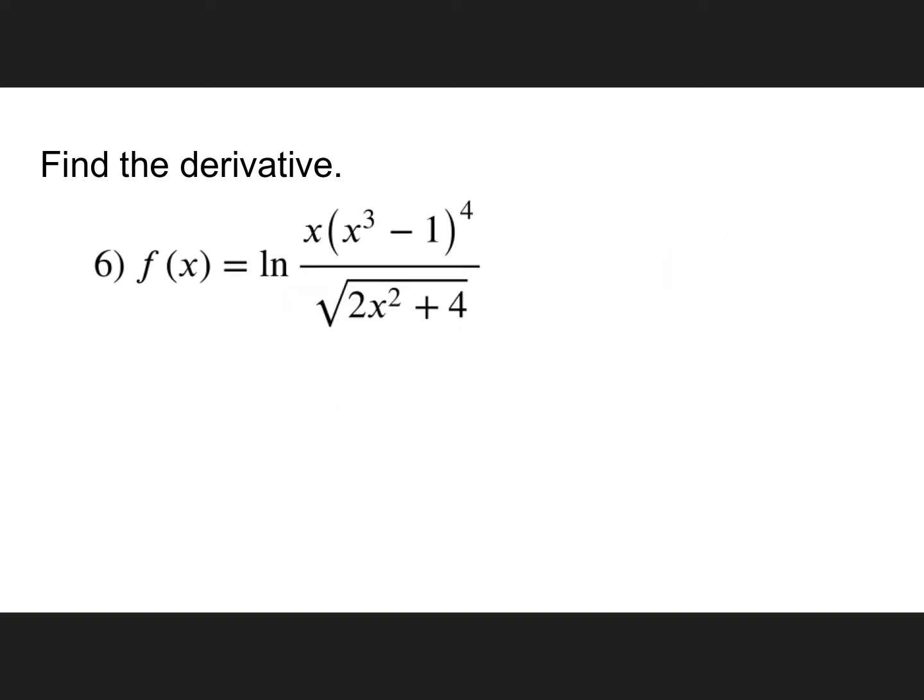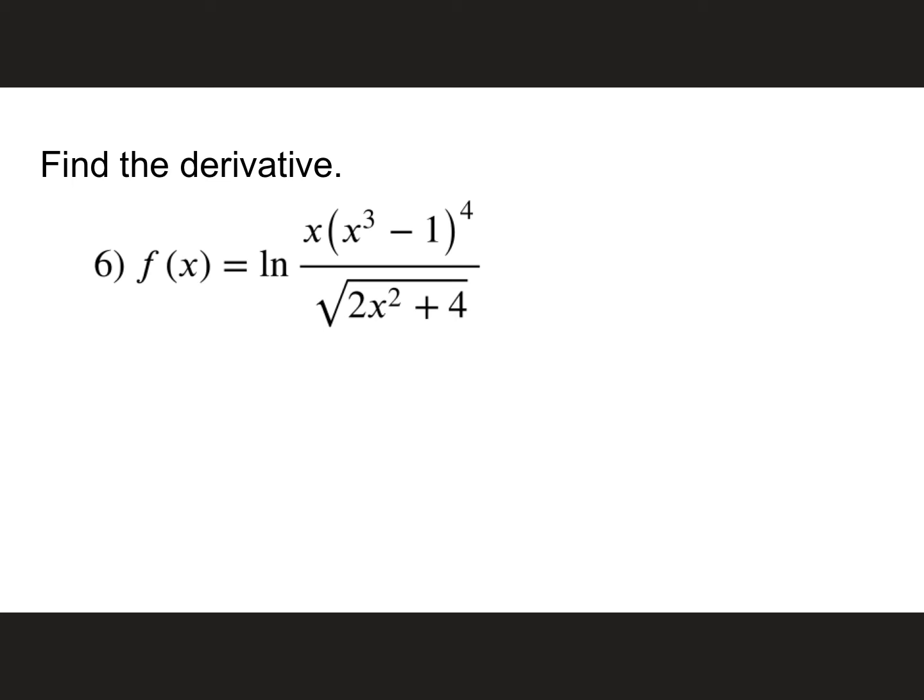As you'll see in this problem, oh my gosh, f of x is equal to the natural log of x times x to the third minus 1 to the fourth all over the square root of 2x squared plus 4. Can you imagine taking the derivative of this? I mean, that's chain rule with product rule with the chain rule and another product rule and another chain rule and a quotient rule in there. Oh my goodness, it's got like everything in it. Oh, I don't want to touch this one. Not with a 6-foot pole.